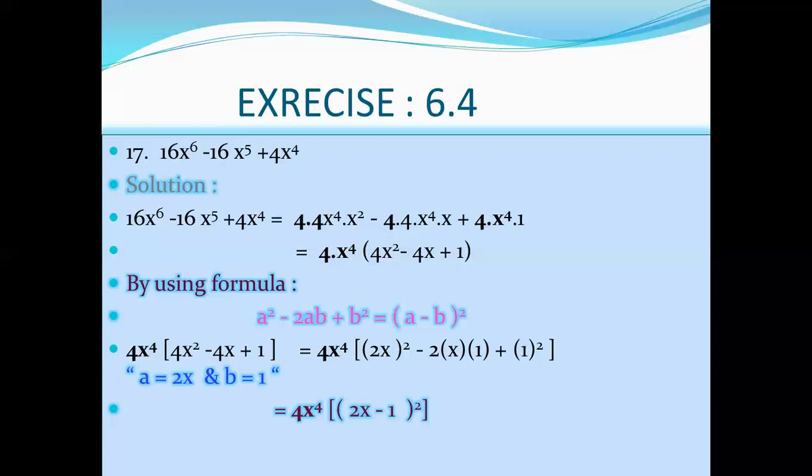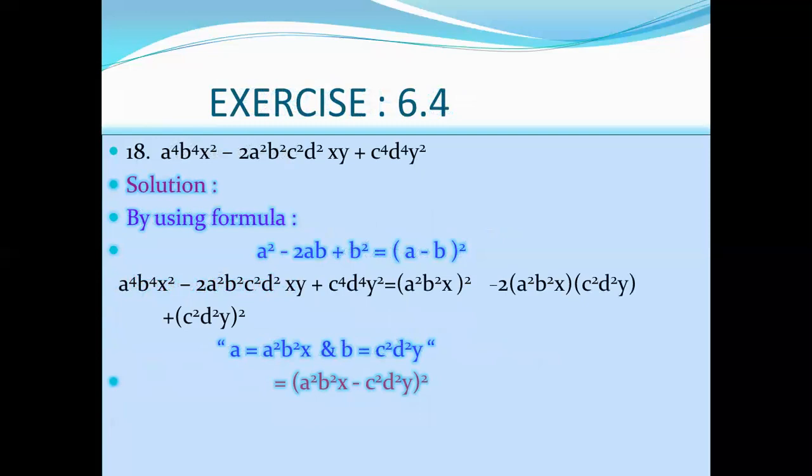You can also simplify this question with 16x^6 minus 16x^5 plus 4x^4, but at the end when you calculate the answer, again you will take common from it. So it will be easy if we take the common in the beginning, and in the rest of the terms we apply the formula over there. You can do this question both ways, but this is the easiest way to simplify this question.